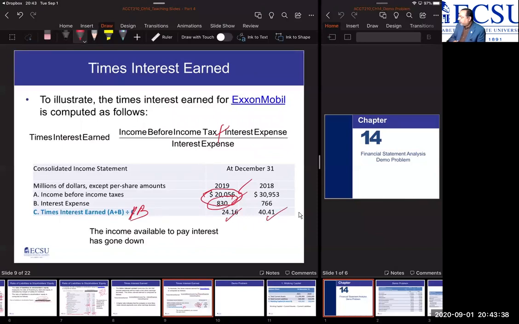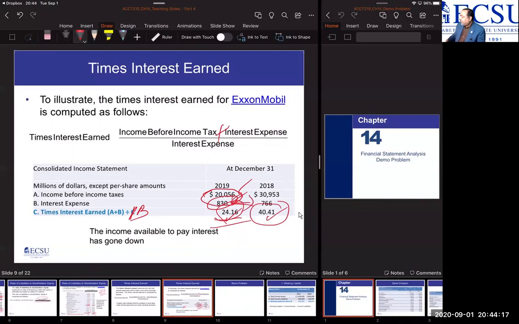24.16 and 40.41. The income available to pay interest has gone down. It has gone down, but it hasn't gone down to a single digit. Still it is in double digits. So essentially it means you were able to pay the interest 40 times in 2018. Now you would be able to pay that interest 24 times in 2019. So that is the ability of the company.